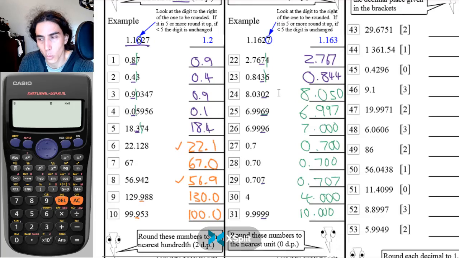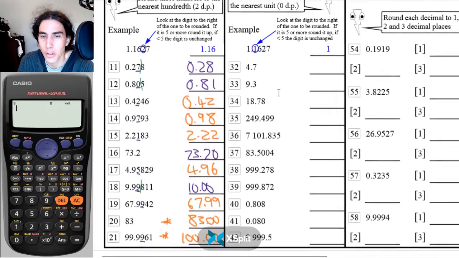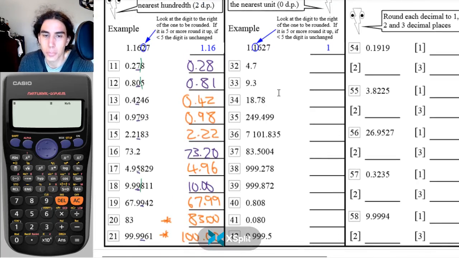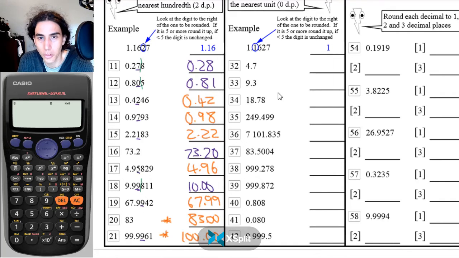3, 2, 1. So nearest unit. This one is important. Say you've got 4.7 meters. What's that close to? It's close to 5 meters. So we've got 5. That's all we're doing there. We're just getting rid of the decimals by rounding. So we're rounding at the decimal point this time. So this is to the nearest unit.